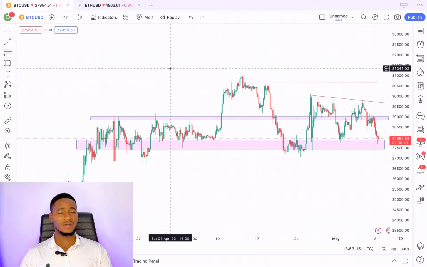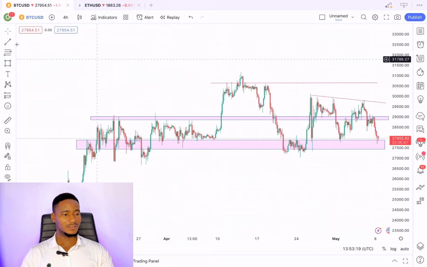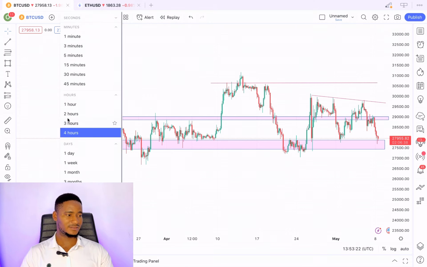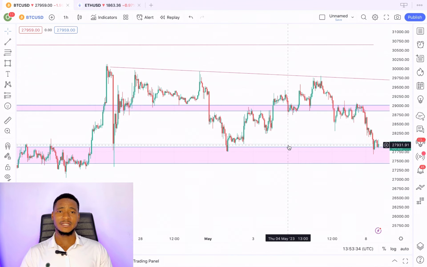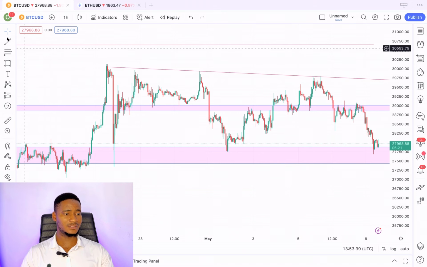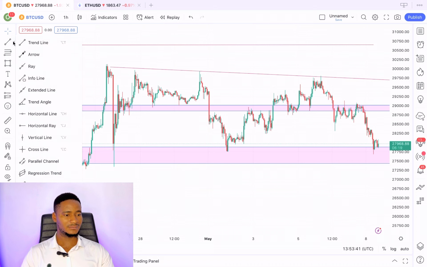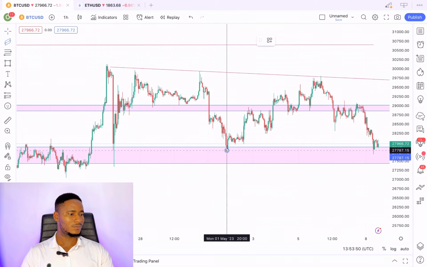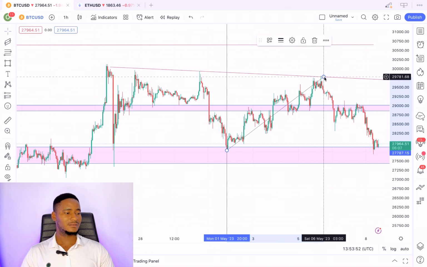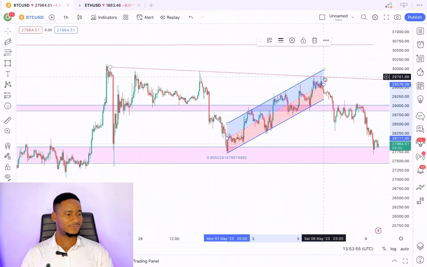Now that we have identified the support and resistance level, you would want to go to the 1 hour or even 30 minutes, depending on how swift you want your trade to be. You can see that the various support and resistance levels are identified at this point. The next thing you want to do is go to the trend lines, and then you're going to select the regression tool here, and it will help you get exactly what the price movement is for a period of time.